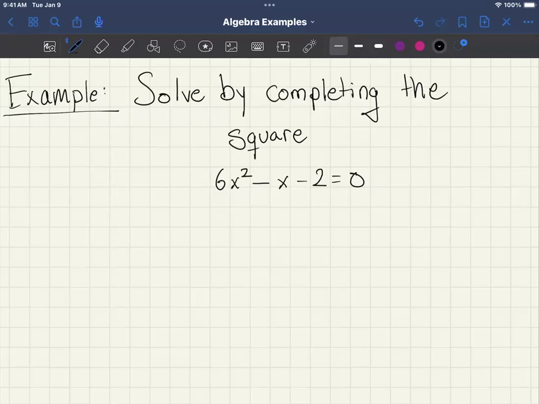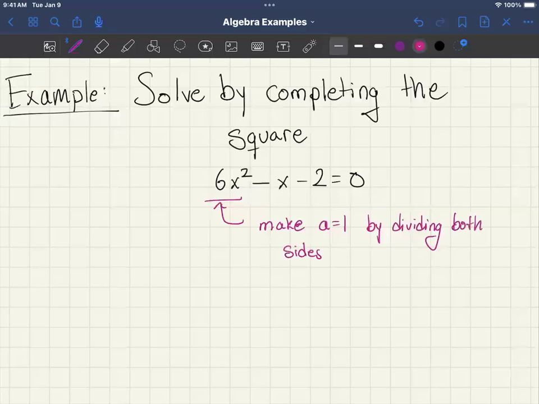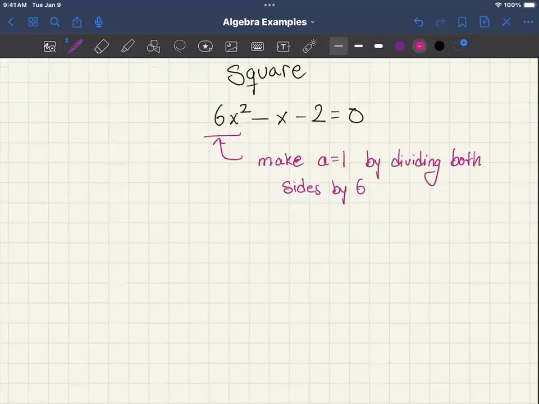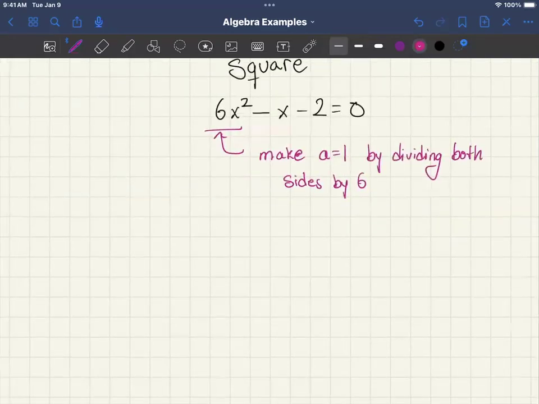And the first thing that we want to do is make that number out front, that a value, equal to 1. It's a step, but it's not really a step. We're just going to toss it in there. And we're going to do this by dividing both sides by 6. Whenever we have an equation, we can divide both sides of our equation by the same number. We can always make that initial number, that a value, into a 1 by doing this exact process.